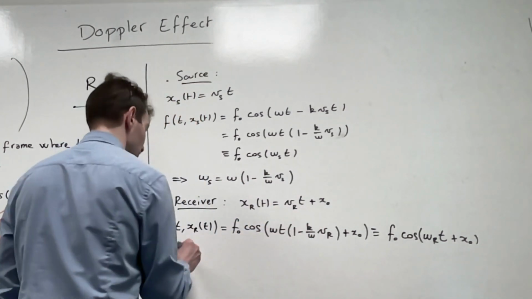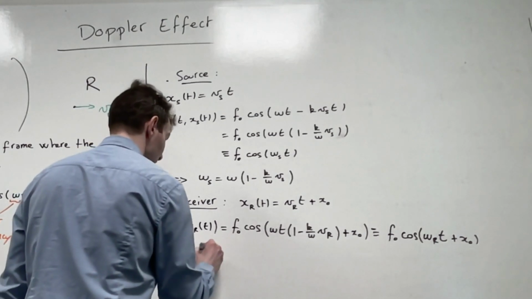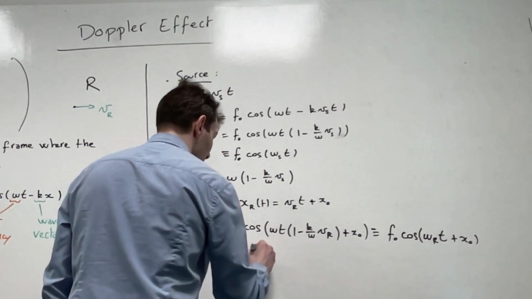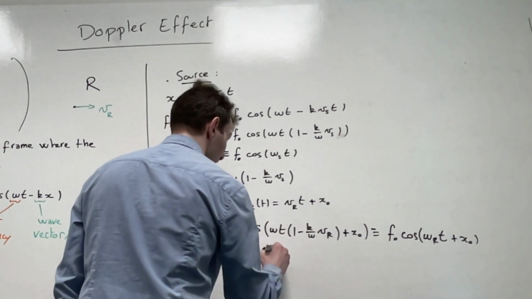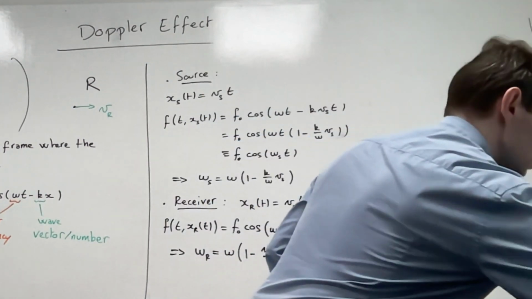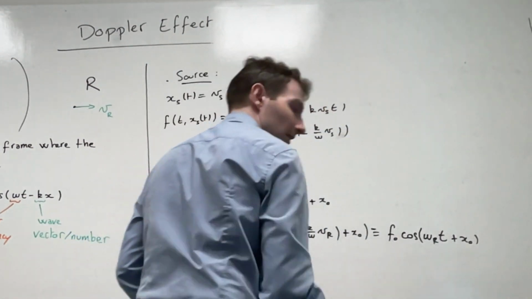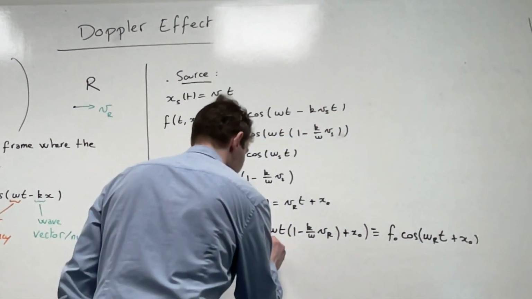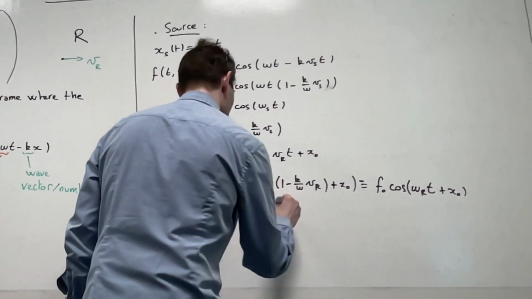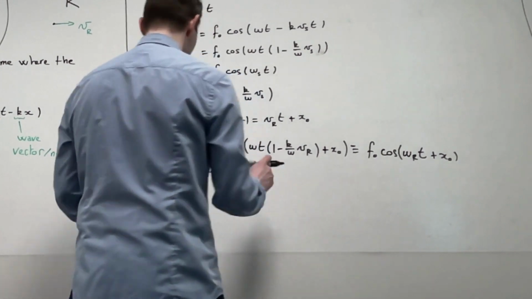And so what this is going to give you, therefore, is that omega r is equal to omega times 1 minus Vr over, that's k over omega, then Vr, and basically that's it.